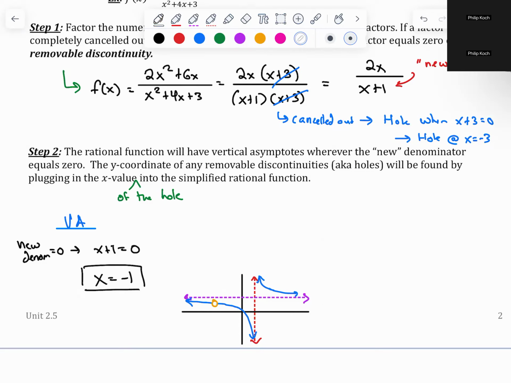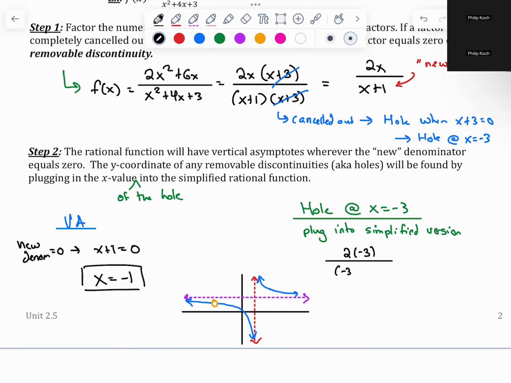Now the question becomes, how do I find out the location of that hole? If I'm just graphing it with a rough sketch, I can just put the hole wherever. I don't need the specific value. But if we want to know exactly where it happens, the hole at x equals -3, we plug into the simplified version. That is to say, 2 times -3 over -3 plus 1, which equals -6 over -2, which is +3. So there's a hole at -3 comma +3.